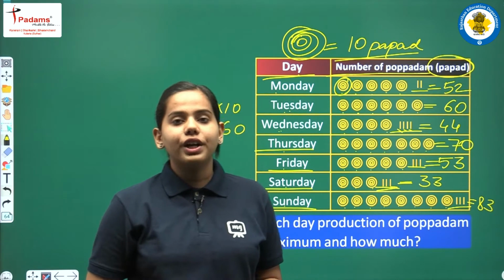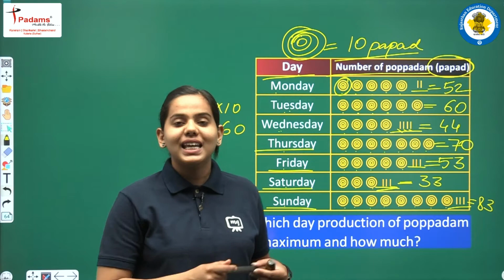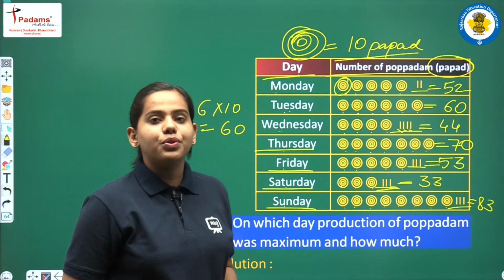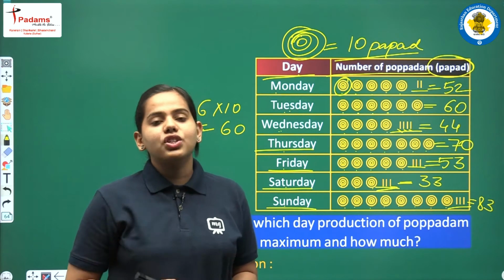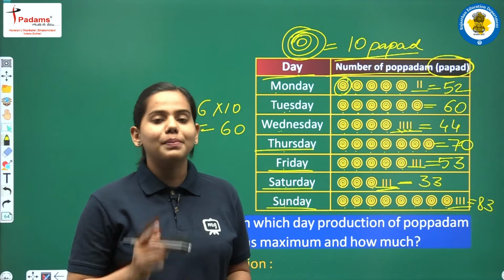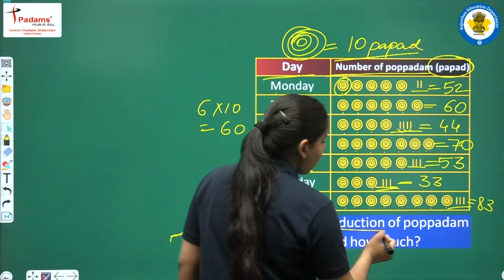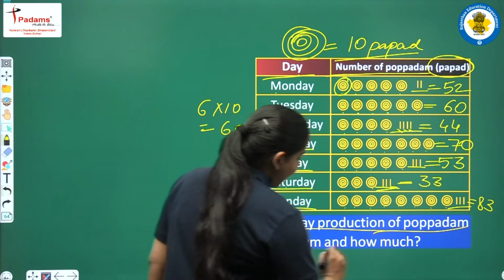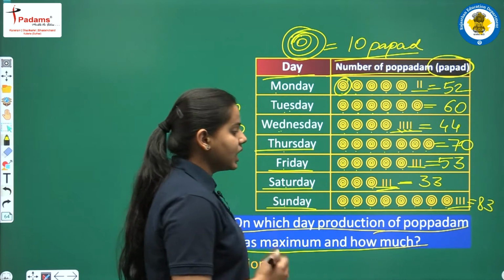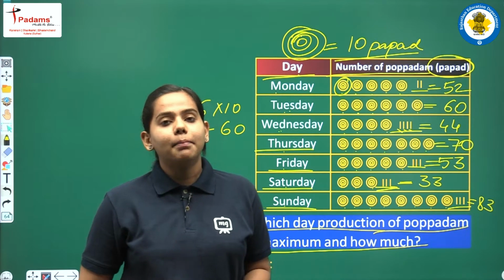So we have decoded the number of papads prepared on each day of the week. We have used here the pictograph. One picture was equals to 10 value, that means 10 papad. Now the question given here is, on which day production of papadum was maximum and how much? किस दिन सबसे ज़्यादा पापड़ प्रिपेयर करे गए.